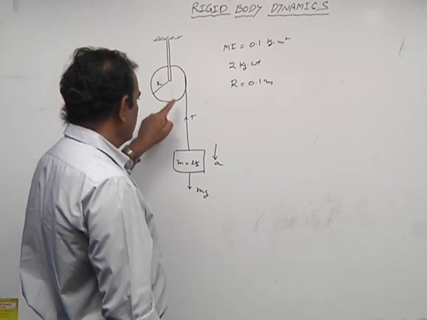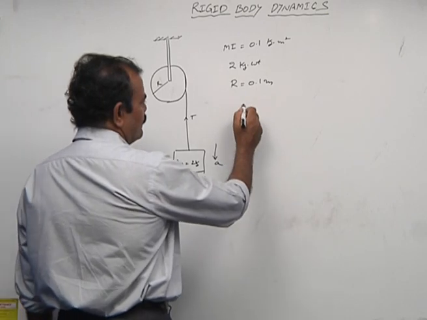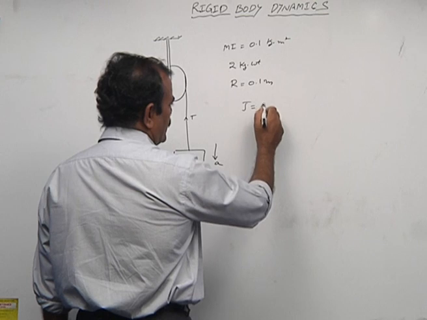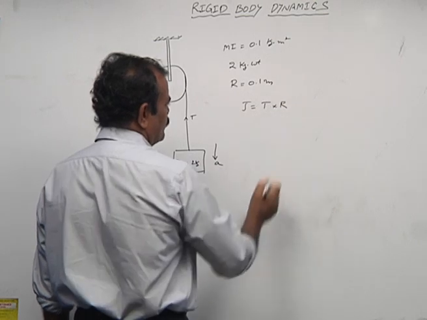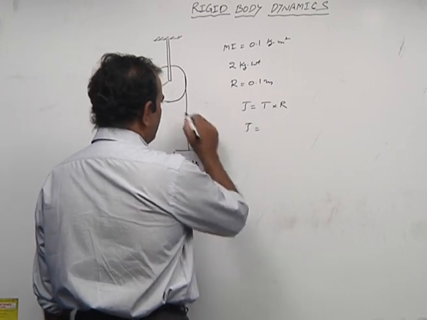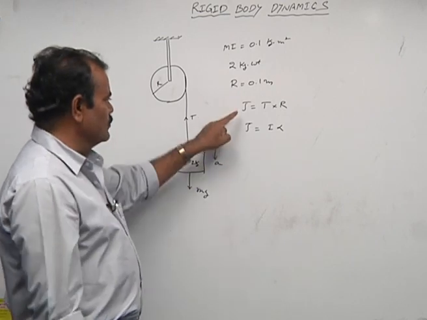The tension developed in the string rotates this pulley. So that's why we are taking the formula: torque is equal to force into perpendicular distance. So T into R is one formula. And the second one, torque is equal to I alpha. So these are the two.